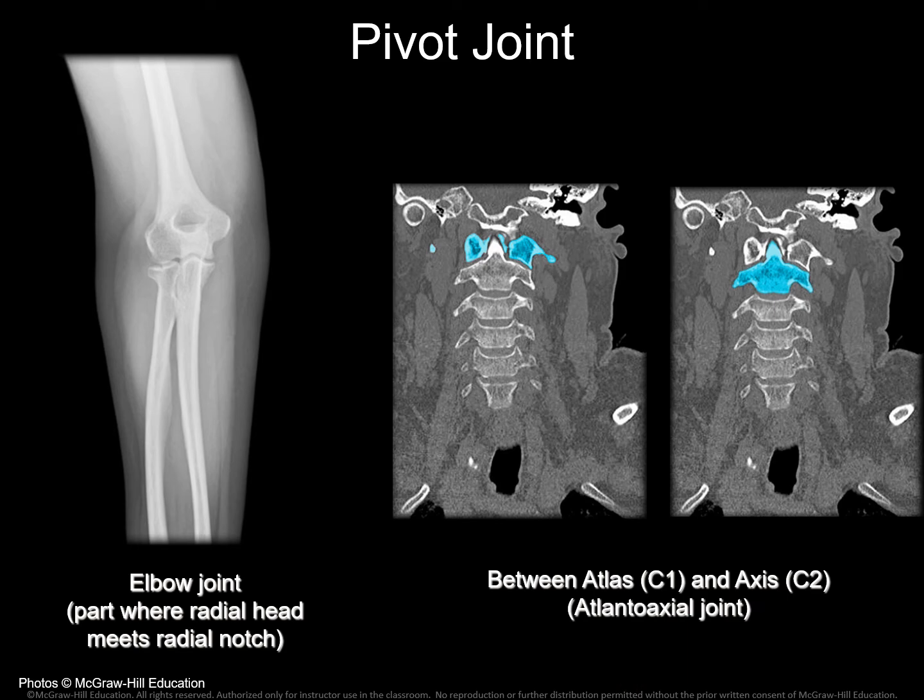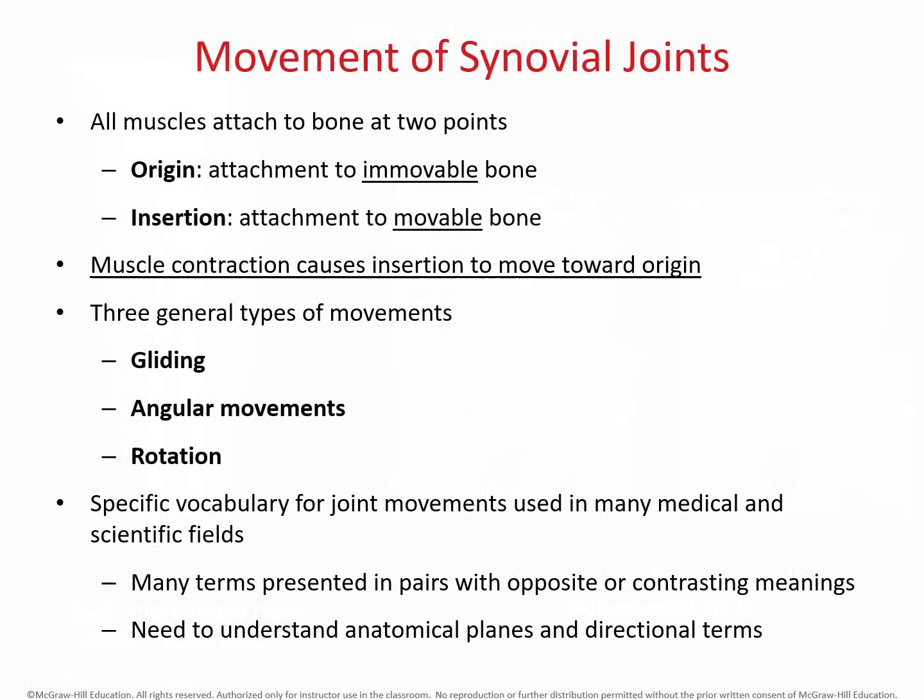Atlas C1 and C2 is a pivot joint. Wow, I think that's probably a really good place to stop. I will end this, and in part 2 we will start here and move on to the specific kinds of movements that we can do at synovial joints, and that will be really important for lecture and lab.